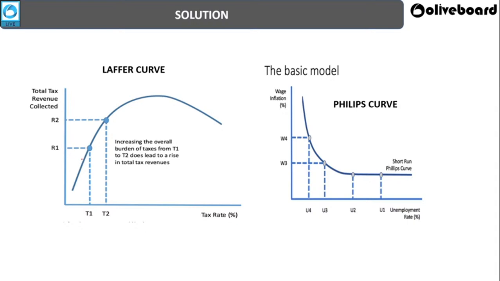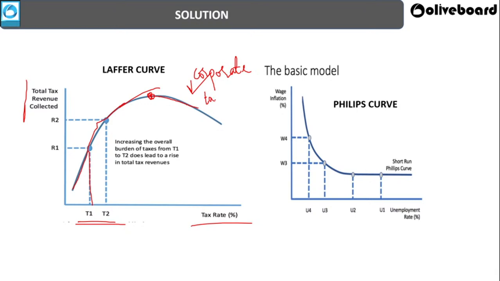The Laffer curve, as we have seen, talks about the relationship between the tax rate and the total tax revenue collected. As you can see in this curve, when the tax rates are increasing, the tax revenues are also increasing. At T1 tax rate, it was R1 revenue, and at T2 tax rate, we have R2 revenue, which is increasing. R2 is greater than R1. But beyond a point, when taxes are increased, the total tax revenue is going to decrease, right? This is the same case that we are facing with the corporate taxes. Imagine India has one of the highest corporate tax rates in the world.